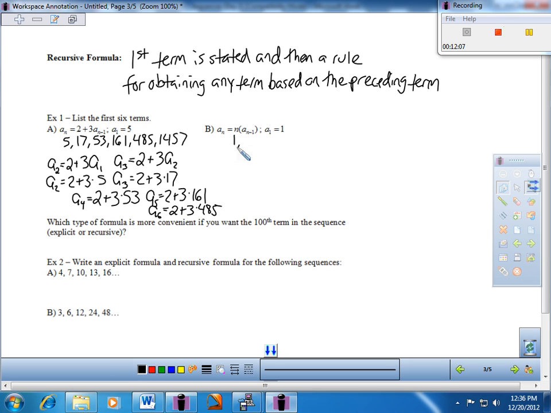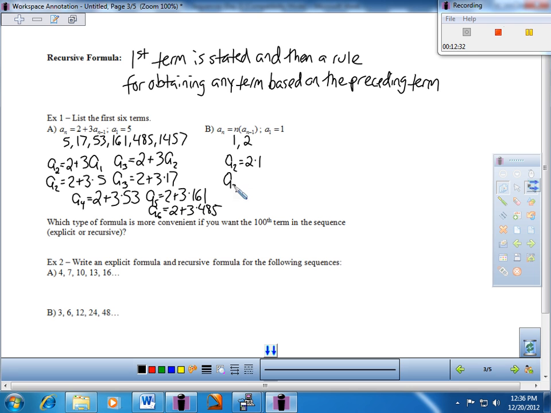Here's my 1. And so a sub 2 would be taking now the input. Here's my input, everybody. I'm in the second term, so the input is 2. And 2 times the value of the previous one, so 2 times 1. And 2 times 1 is 2. Good. All right, a sub 3, everybody.